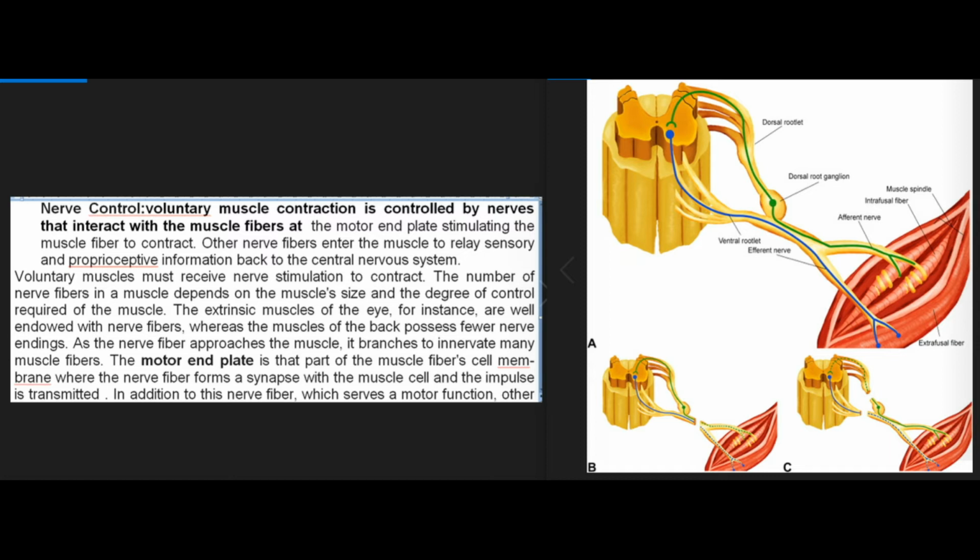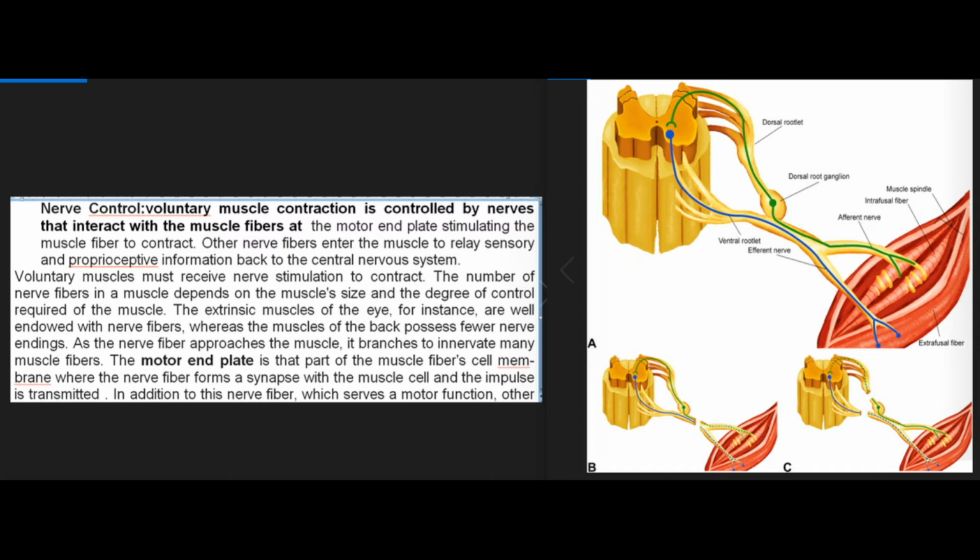Other nerve fibers enter the muscle to relay sensory and proprioceptive information back to the central nervous system. Voluntary muscles must receive nerve stimulation to contract. The number of nerve fibers in a muscle depends on the muscle size and the degree of control required of the muscle. The extrinsic muscles of the eye, for instance, are well endowed with nerve fibers, whereas the muscles of the back possess fewer nerve endings.